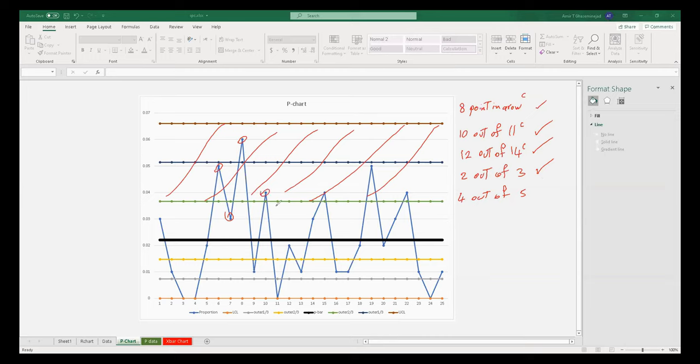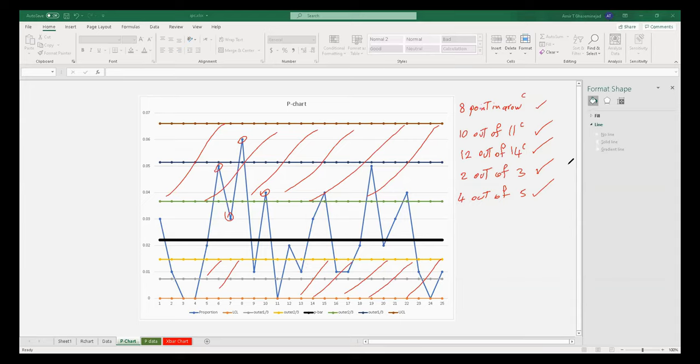3 out of 5 on the lower side. How about the lower side? Let's go to this outer one, 4 out of 5. One is in outer one, 3 out of 5, but not 4 out of 5. So this one is also okay.